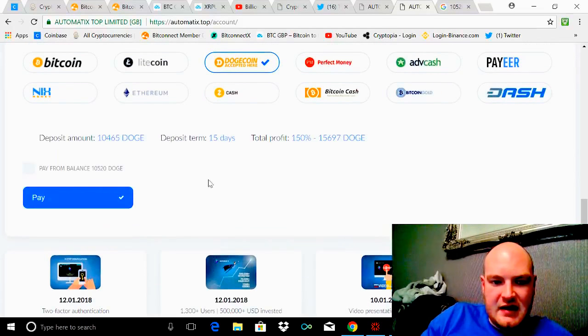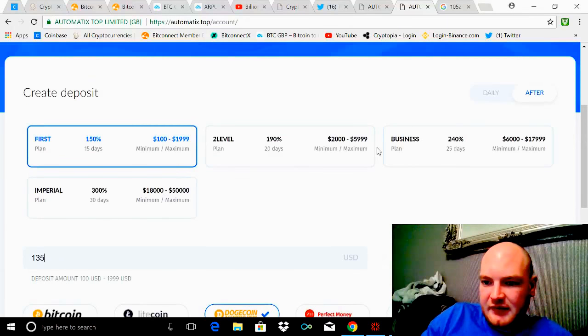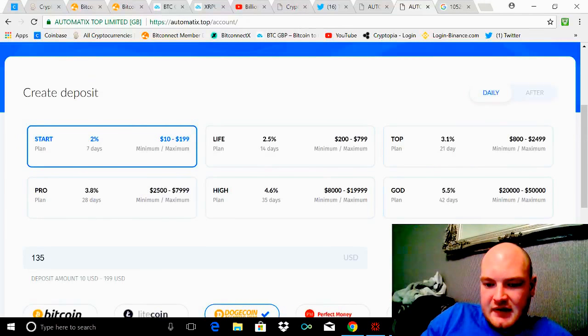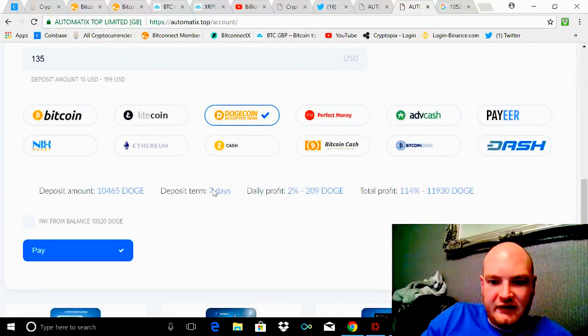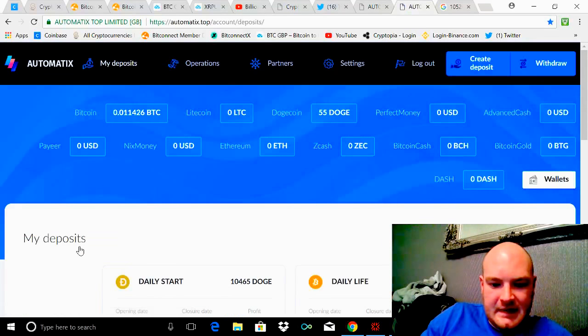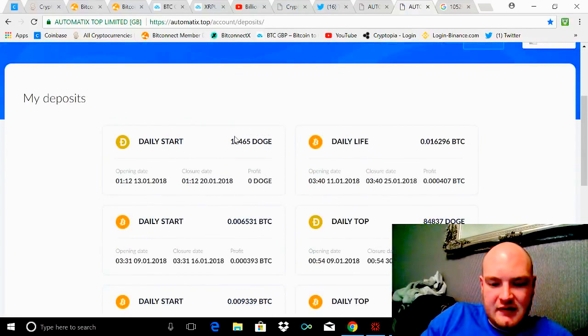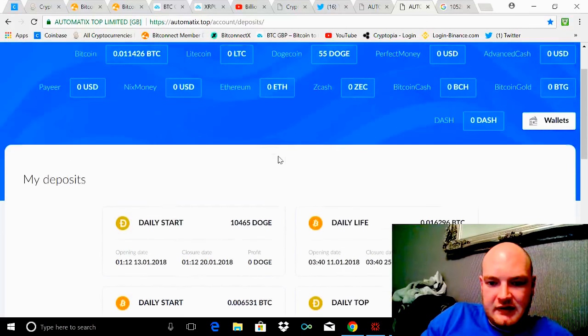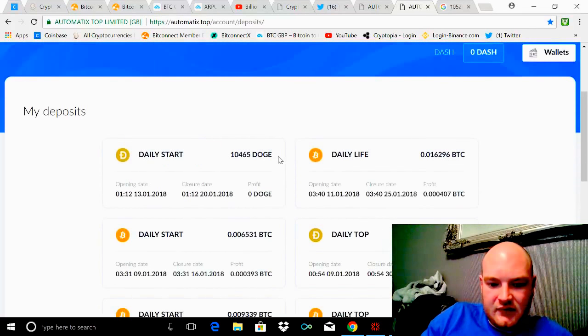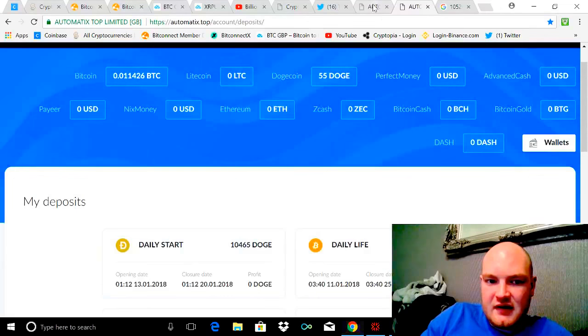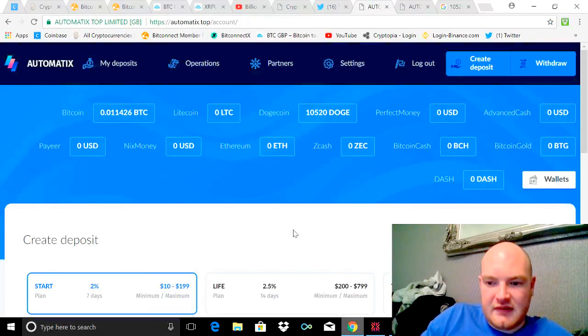reinvestment. I'm doing this on a daily plan, and I'll save my interest from this and my bigger deposit, and I'll reinvest them together. So let's pay from balance, pay, and that's the loan locked in. Great. The other loan still isn't recognised.